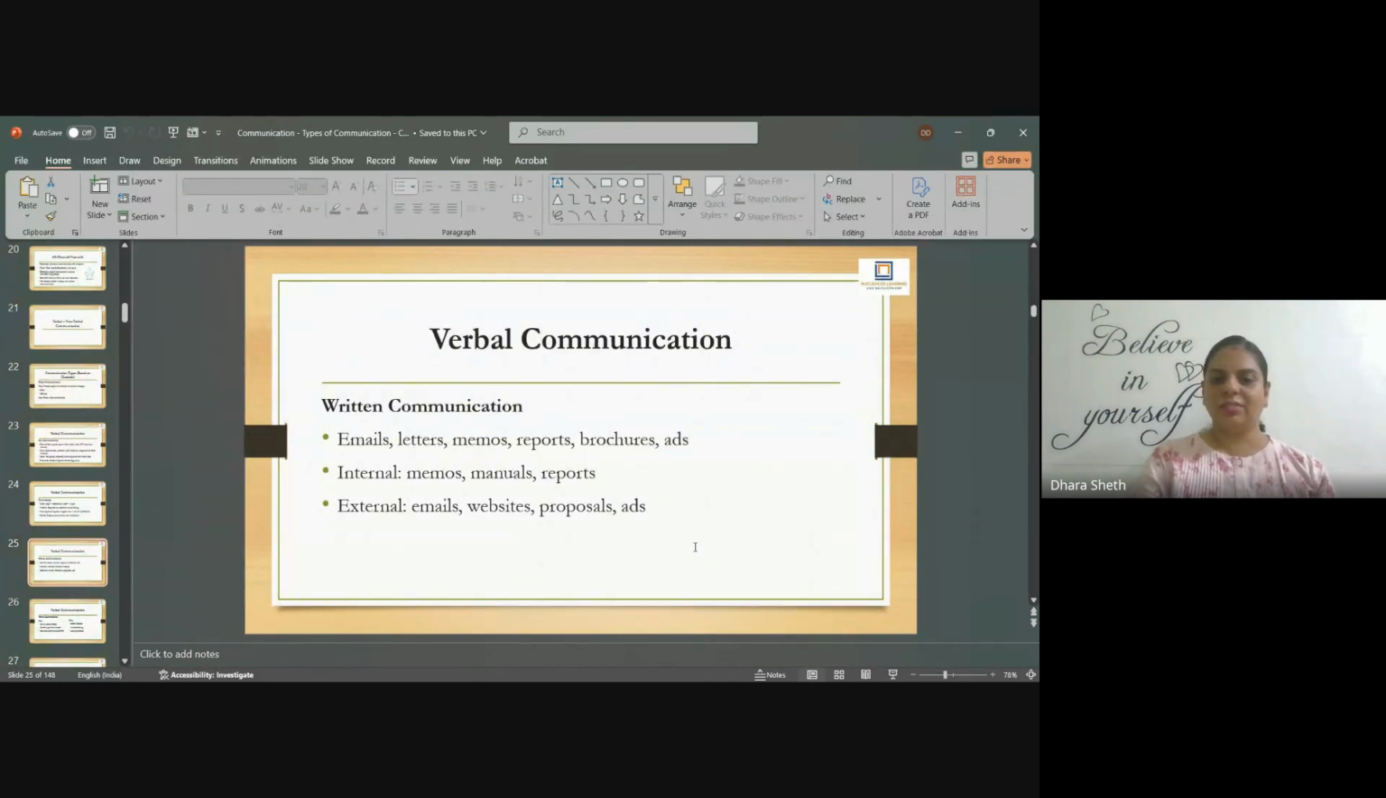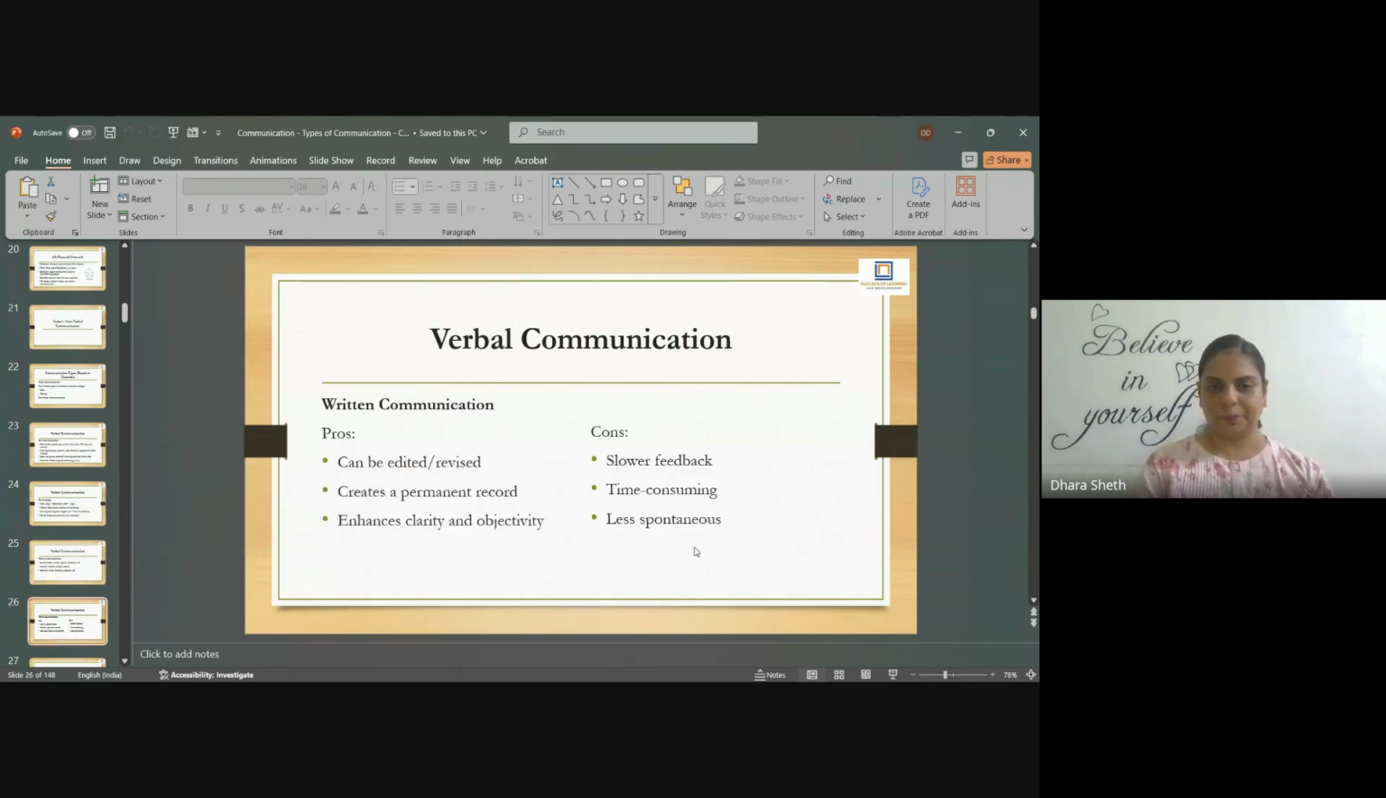Written communication: emails, letters, memos, reports, brochures, ads. Internal memos, manuals, and reports are internal to an organization. Emails could be internal also, but external also. Websites, proposals, and advertisements are communication to outside of the organization.